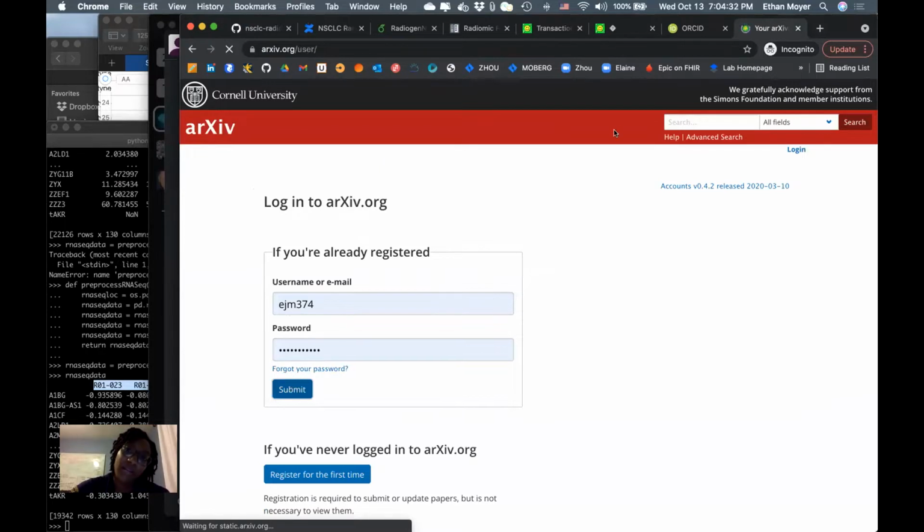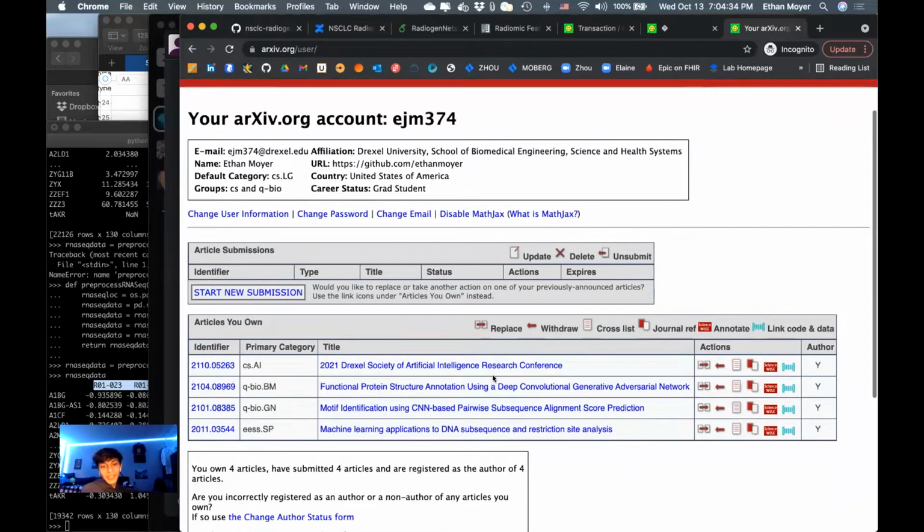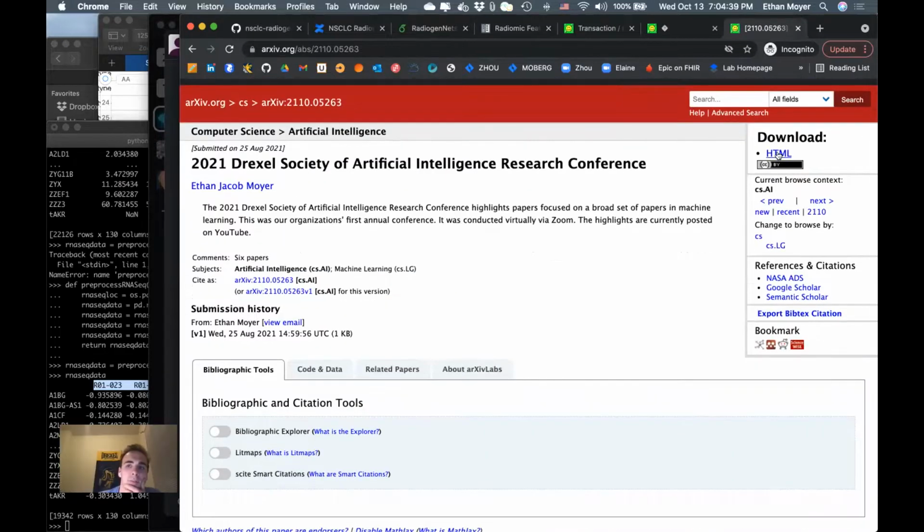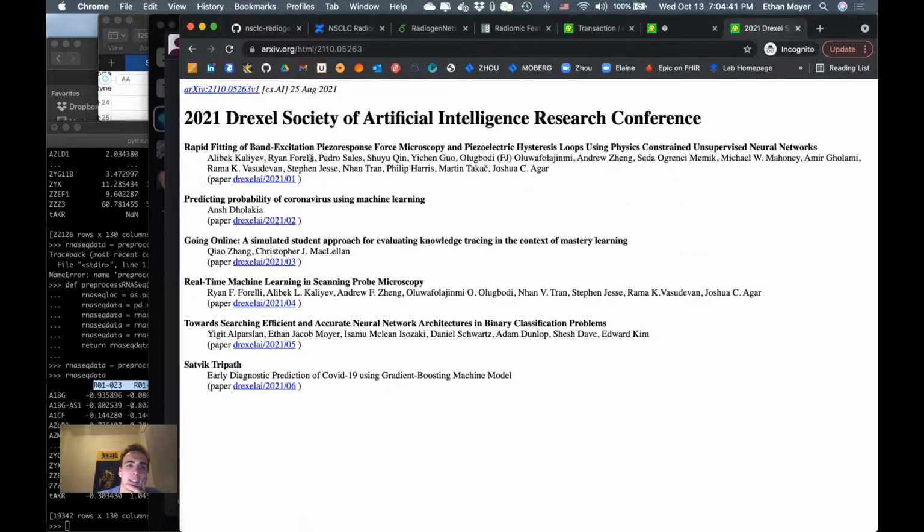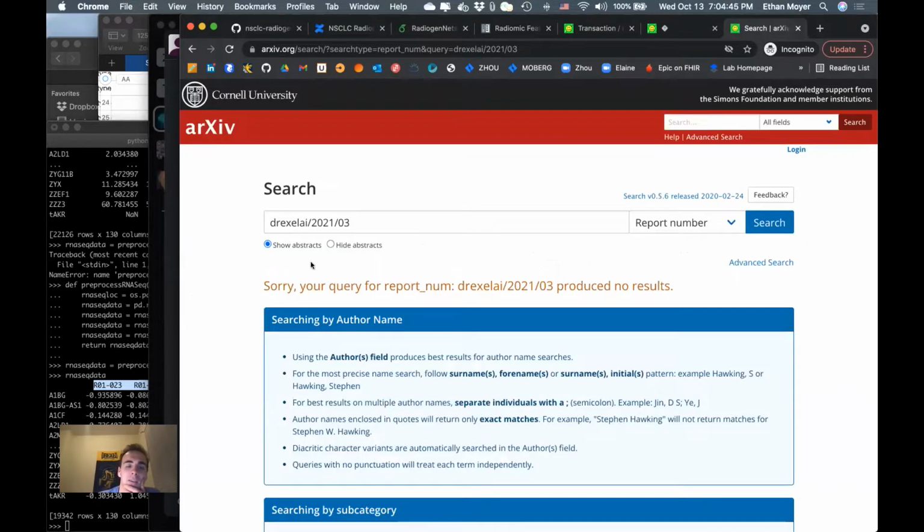Because it's not peer reviewed. So right here, you can't manually upload their papers. They'll upload their papers with this unique identifier.